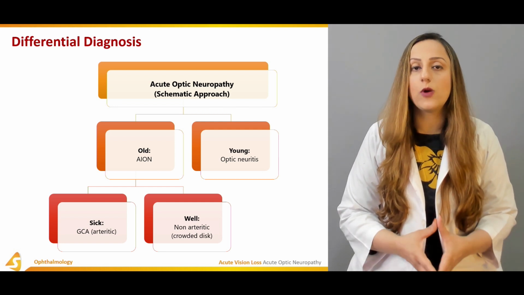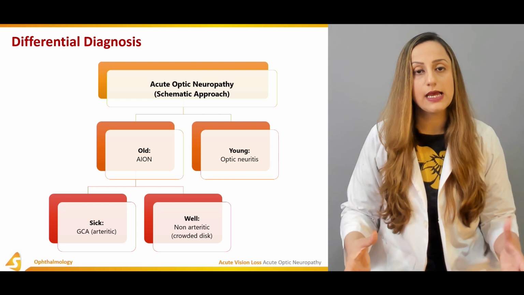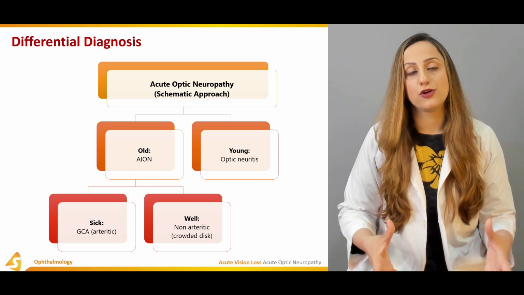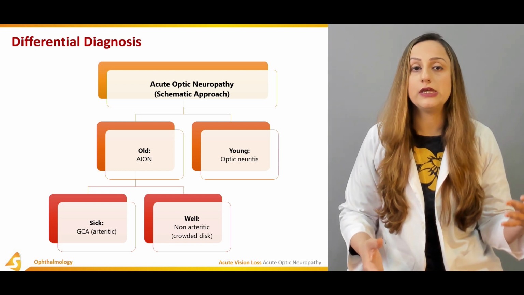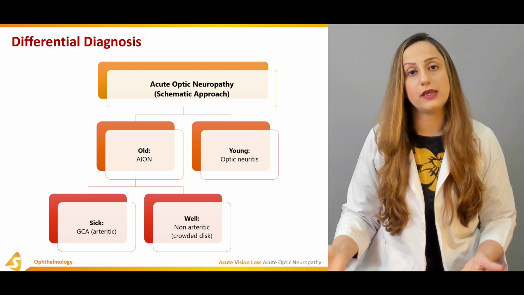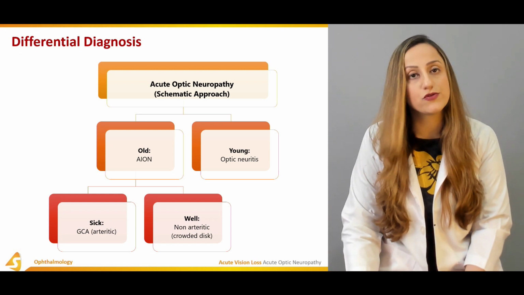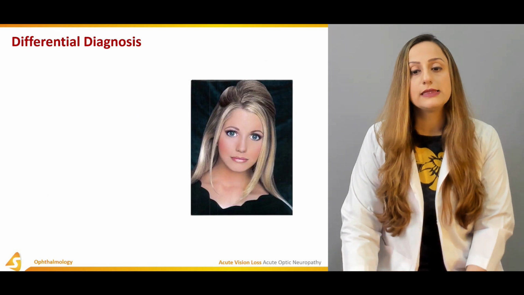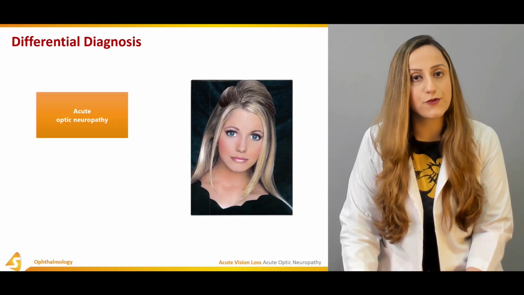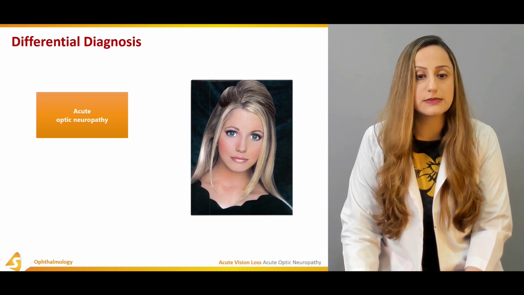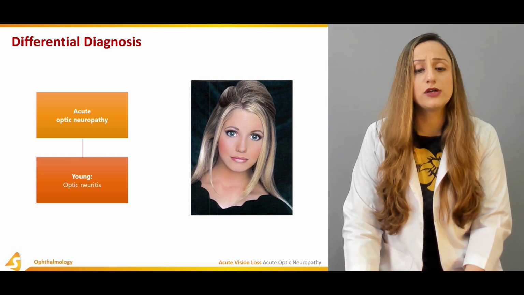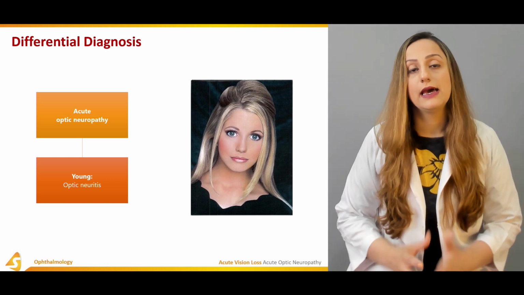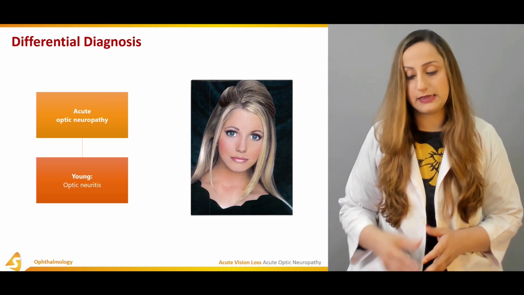So this is one of the schematic approaches. Usually you divide these patients depending upon their age group, whether they are old patients or young patients, and that can contribute towards the causative factors more or less in that patient. The young patients would usually suffer from acute optic neuropathies. And usually the causative factor here is optic neuritis, which has to be looked for in these patients.